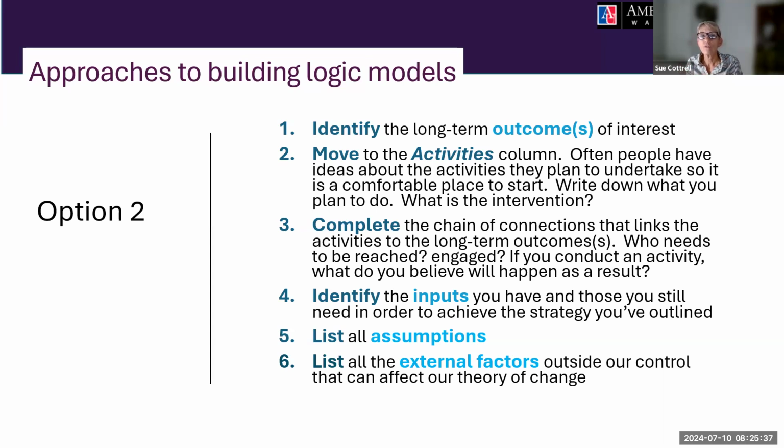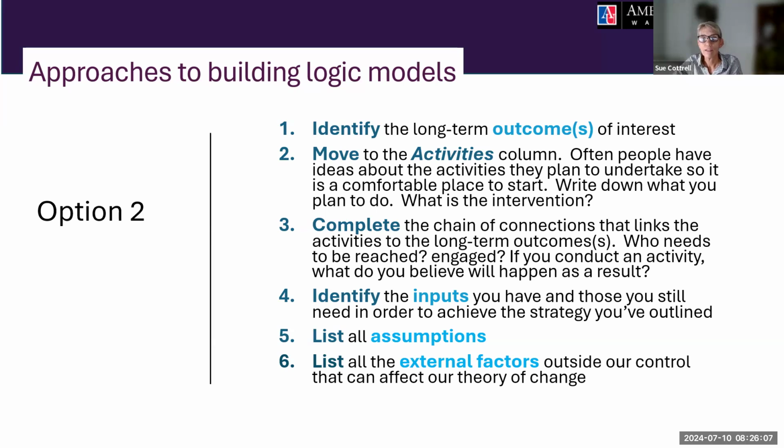And this is a really good one for people of mixed capacity, because of that activities column being the very second thing you do after you're identifying your long-term outcome of interest. And honestly, that long-term outcome of interest is generally what the project is designed to do, and everybody seems to know what that is, at least. So that's good. And then you can identify the inputs you have and those you still need, and then list your assumptions and list your external factors.